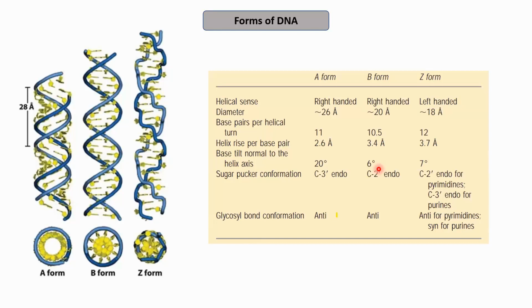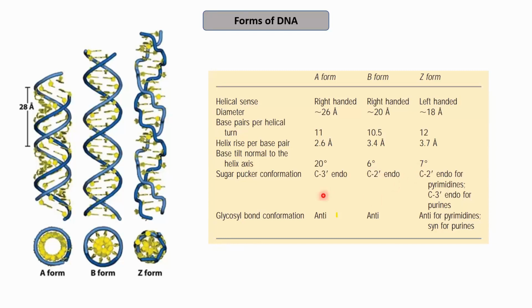One of the other commonly asked questions is which form of the DNA is left-handed? It is the Z form of the DNA which is left-handed. Now, the next point for differentiation is base tilt normal to the helix axis. What is the angle at which the nitrogen base tilts normal to the helix axis? It is 20 degree in case of A form, 6 degree in case of B form, and 7 degree in case of Z form.